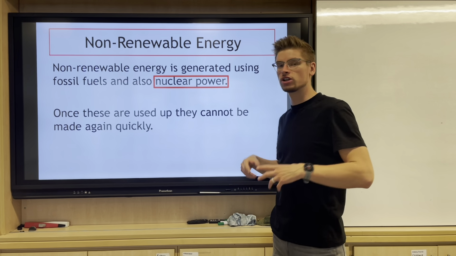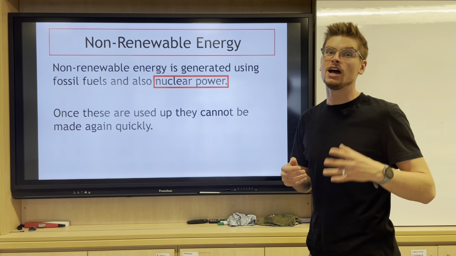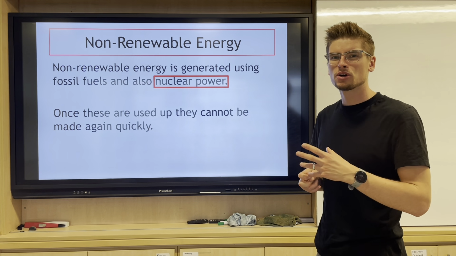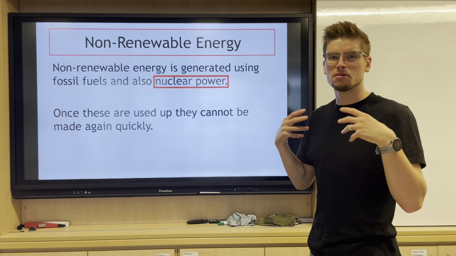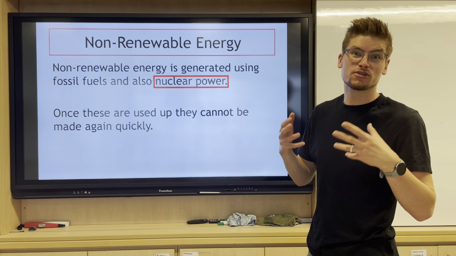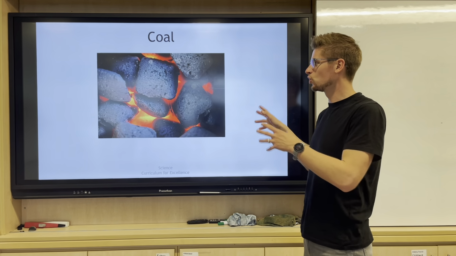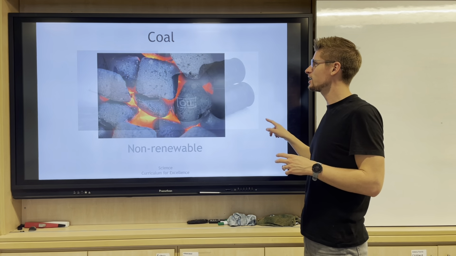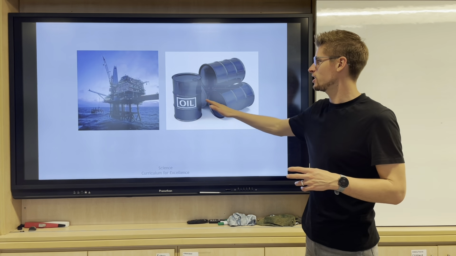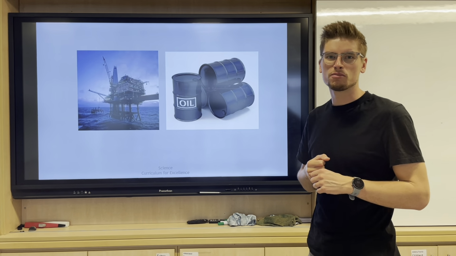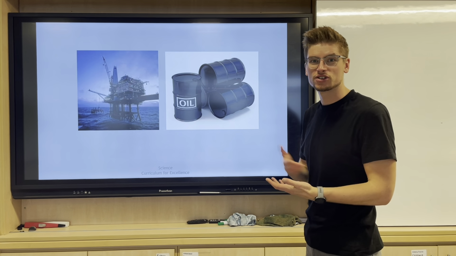We also know that things are like nuclear power. Now nuclear power is a non-renewable source, but it's not as bad because it doesn't produce any of the emissions that we see from coal, oil, and gas. So we know that that's coal. That's what coal looks like. We know that oil and gas come in barrels, or we extract the gas from pockets underneath the Earth's surface.